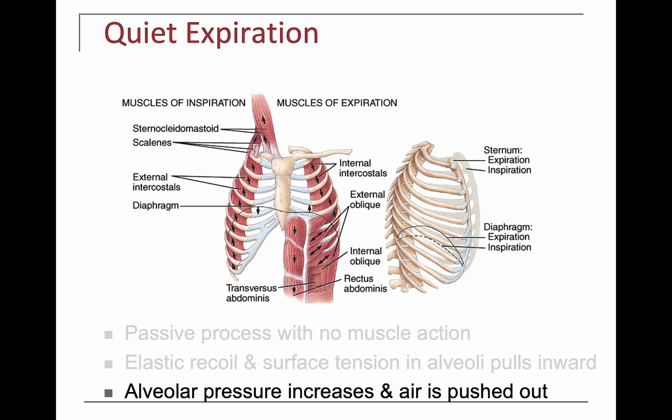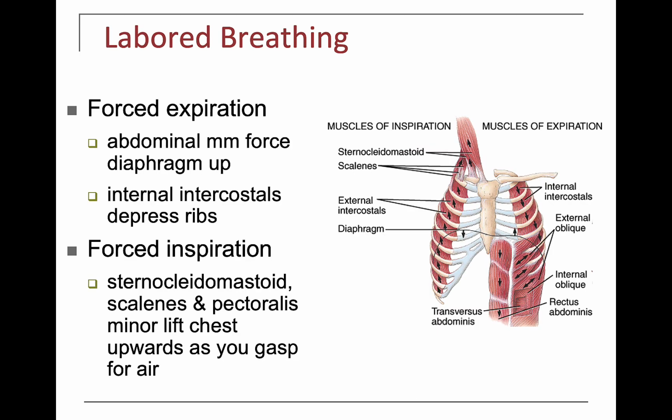In labored breathing, we are going to use more muscles. And if you, sitting at your table, try to inhale and exhale large amounts, you will feel that you use more muscles. So quiet expiration uses no muscles, but in forced expiration, we're going to use the abdominal muscles to force the diaphragm further up. The internal intercostals also are used in forced expiration as they depress the ribs and pull them down, and you can see those on the figure here on the right. So notice those internal intercostals are only used in forced expiration, not in quiet expiration.